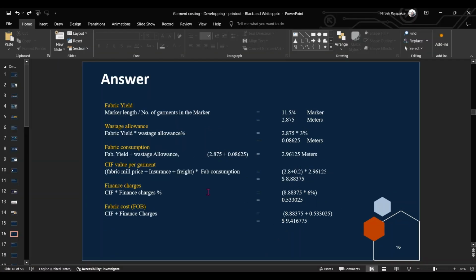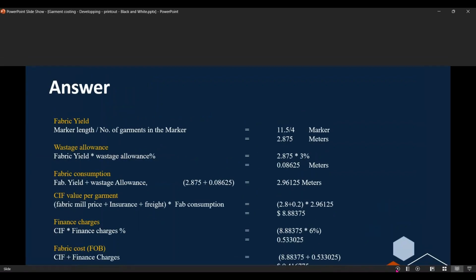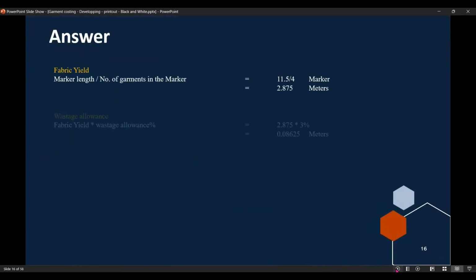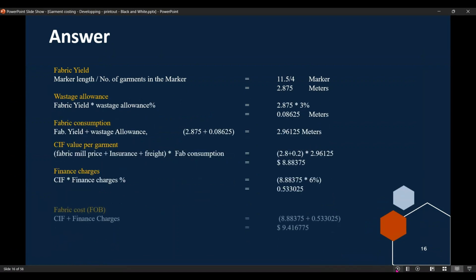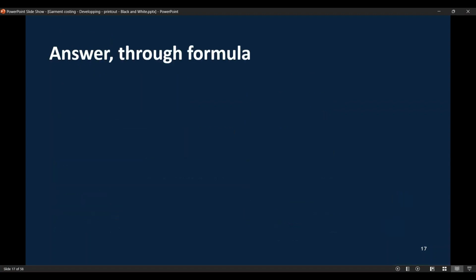We can get the answer by applying a formula also. You can see that. Now, this is what we applied manually and we got the answer: $9.416775 is the fabric cost for that question. And we will apply a formula.